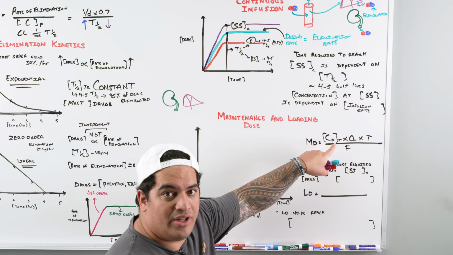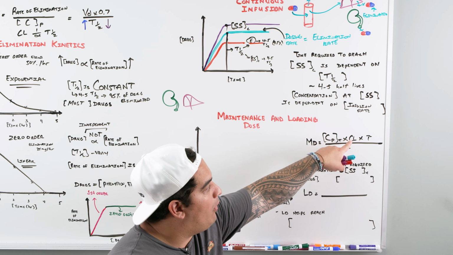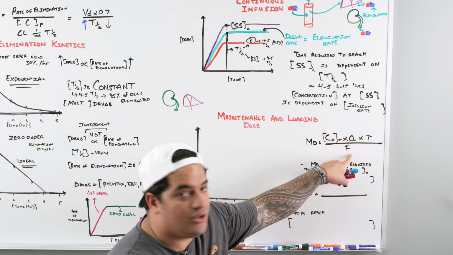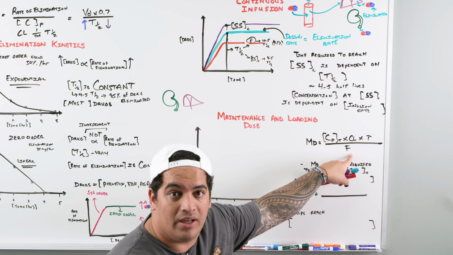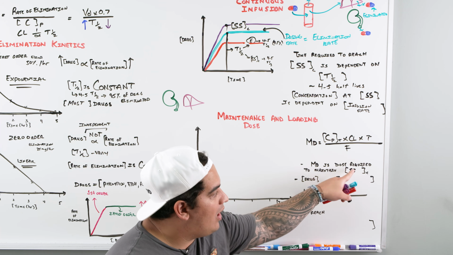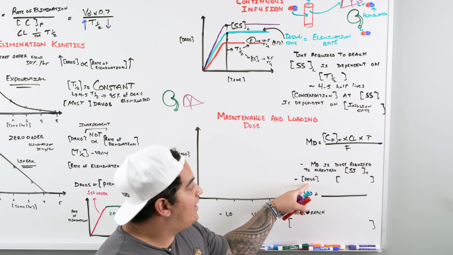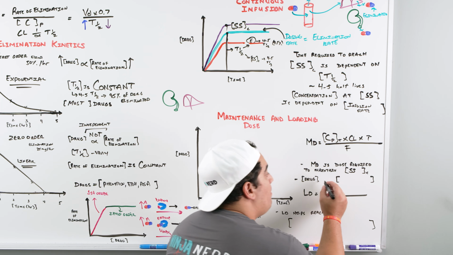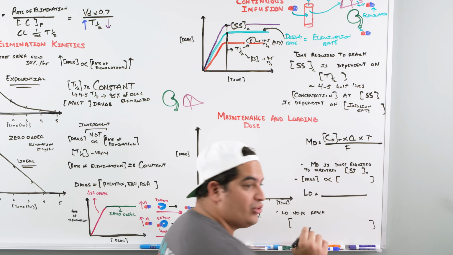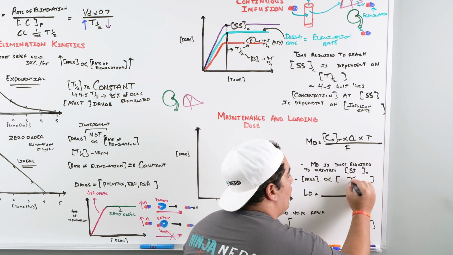So it's the concentration that you're trying to target within the plasma, multiplied by the clearance, multiplied by the dosing interval, divided by the bioavailability. And we know it's the dose required to maintain steady state concentration. But what you also need to know is that the concentration of the drug is proportional to the dosing interval.